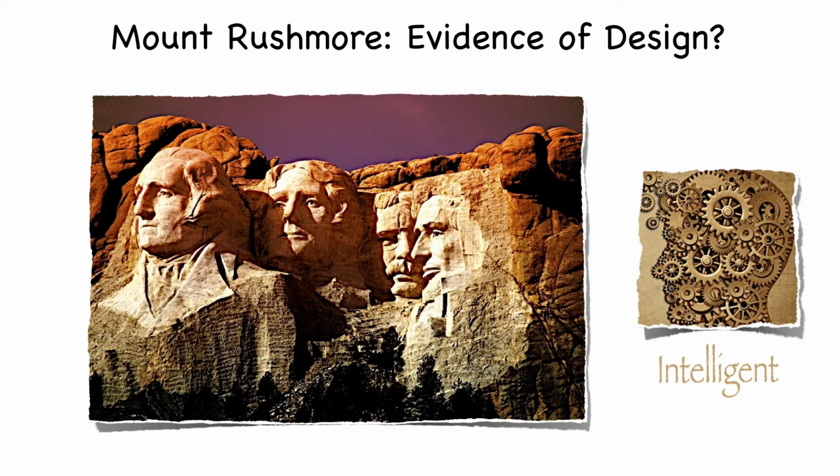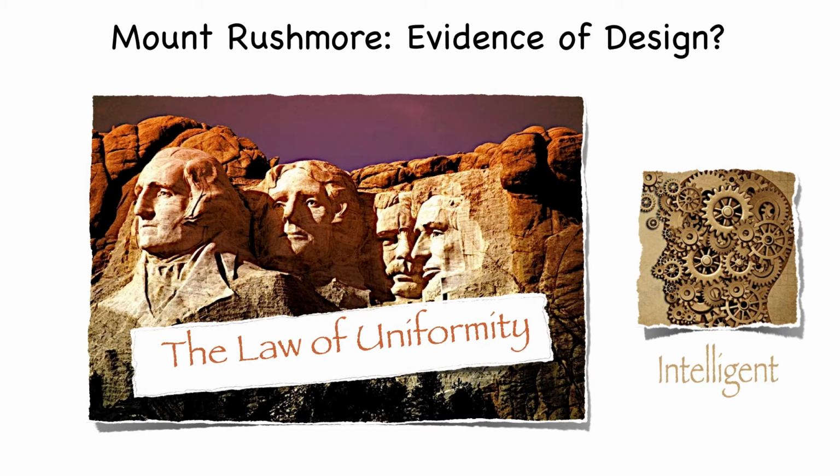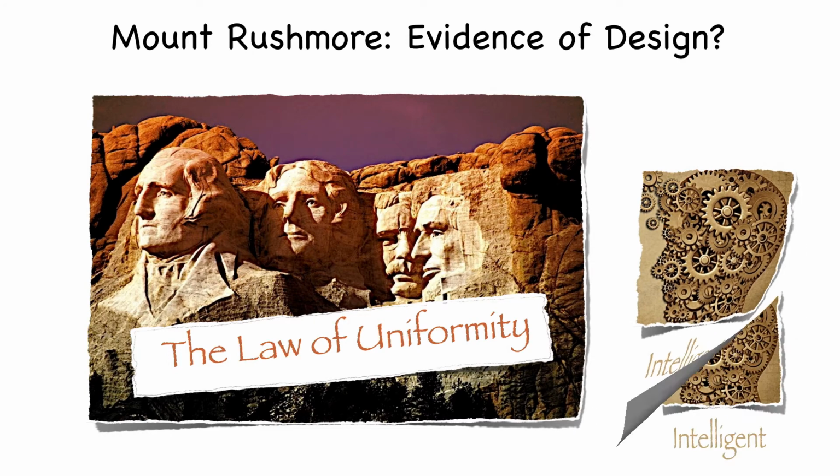By the way, without realizing it, you just applied the principle known as the law of uniformity when you concluded that Mount Rushmore had an intelligent cause. With the law of uniformity, we assume that things in the past, things we didn't personally witness, have a similar cause to things we observe today. Since you know that sculptures are caused by intelligent beings today, you conclude, using the law of uniformity, that sculptures from the past were also created by intelligent beings.